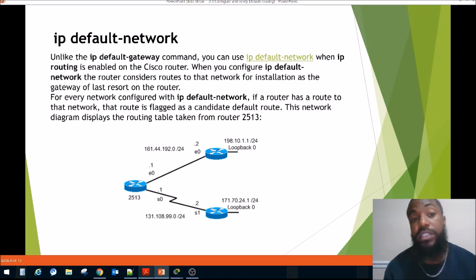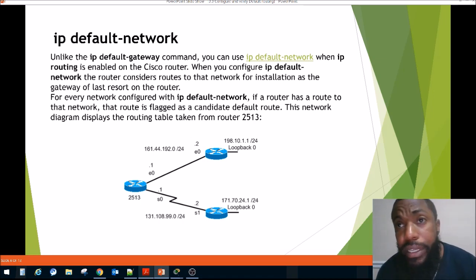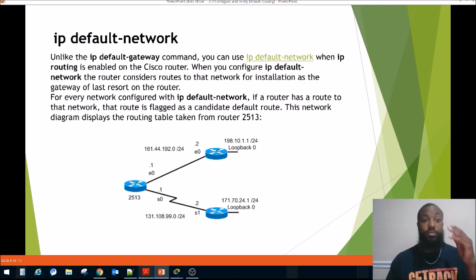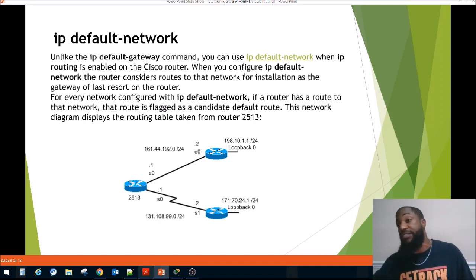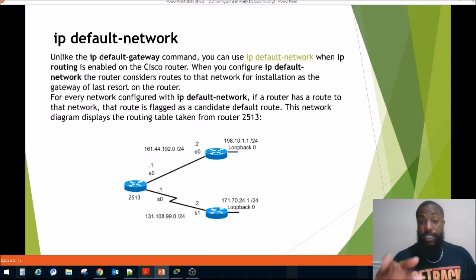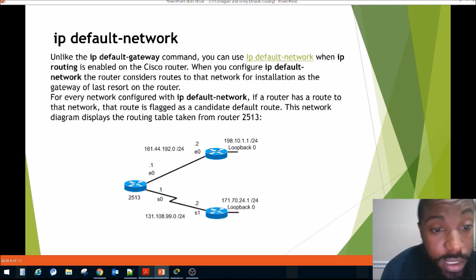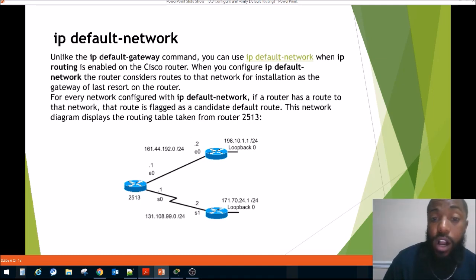You might ask yourself, well, won't you just type in IP quad 0 to get to wherever? Well, with this, for every network configured with the IP default network, if a router has a route to that network, that route is flagged as a candidate default, which means, okay, we don't know how to get out of this neighborhood, but we could use this route to get out of it. This network diagram below displays the routing table taken from 2513.